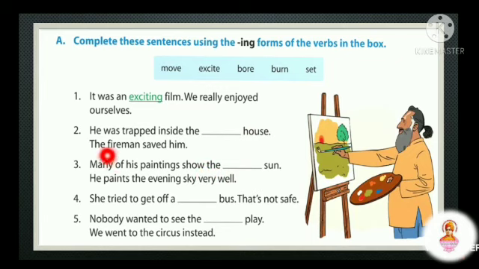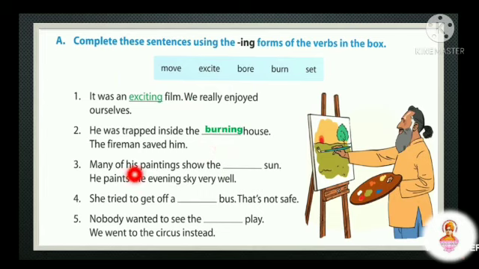Now see, he was trapped inside the dash house. The fireman saved him. He was trapped inside the dash house. Fireman. When will the fireman come? If anything is burning. Yes, burning building. Now see which word you will choose here. Burn. So we can't keep burn here; you have to add ing. So burning is your correct answer.